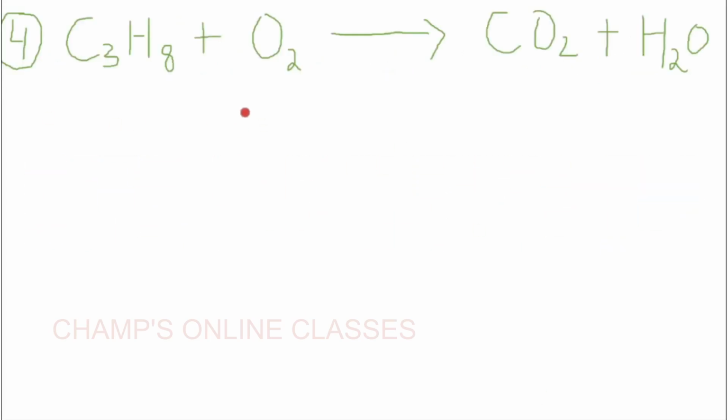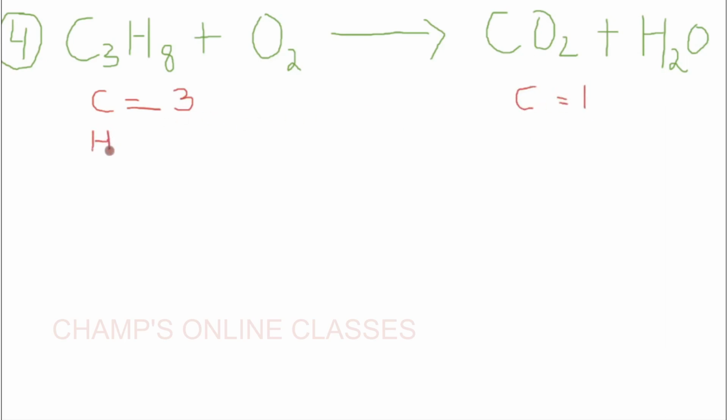This is the fourth equation. This is a bit more difficult than the previous one. Let's start counting the number of atoms on the reactant side. For carbon, there's 3. There's no coefficient in the front, so there are only 3 carbon. On the product side, there's only 1.